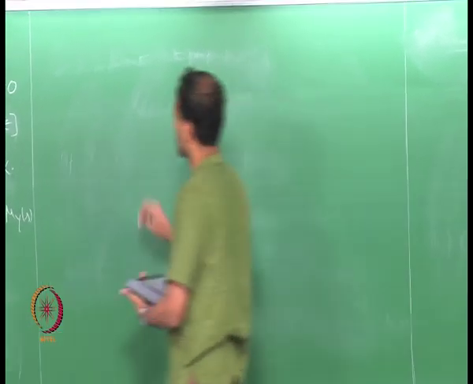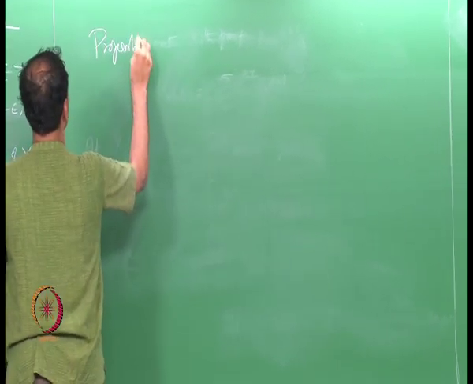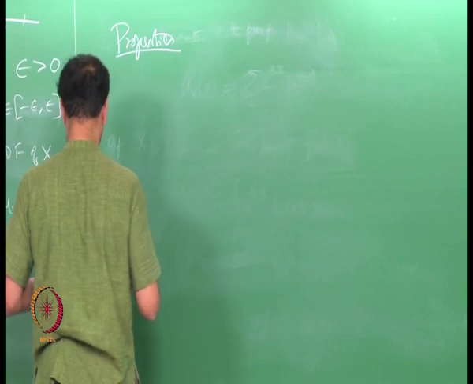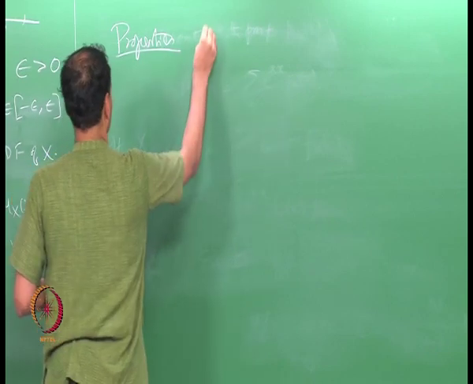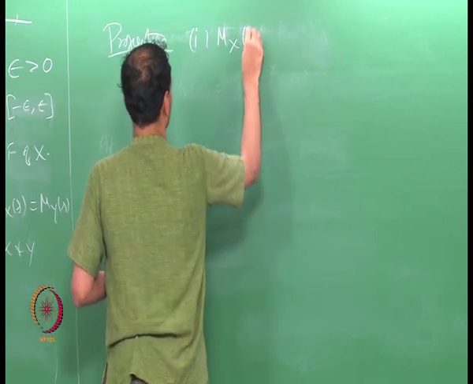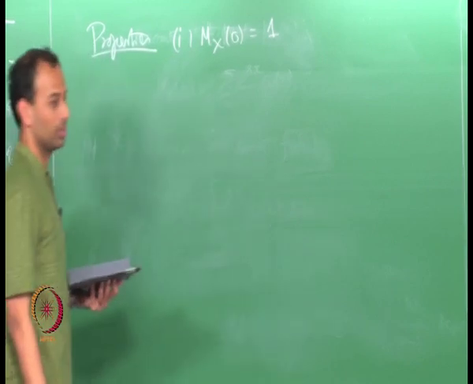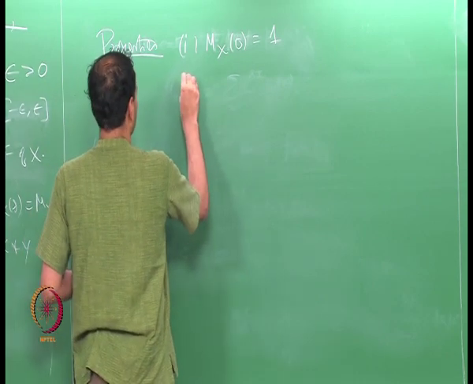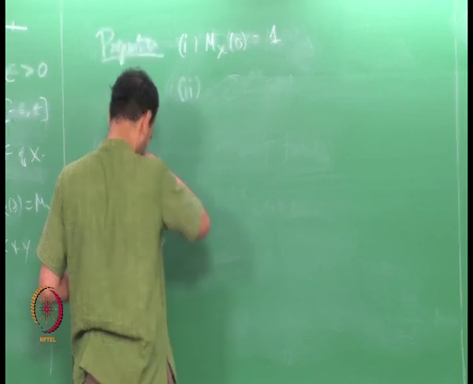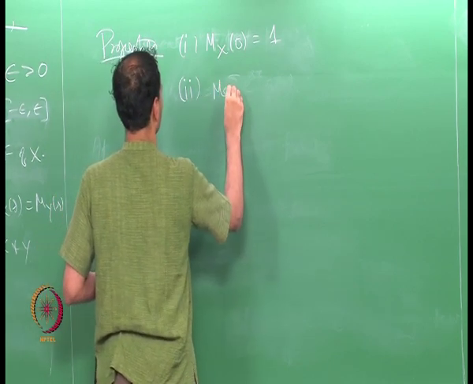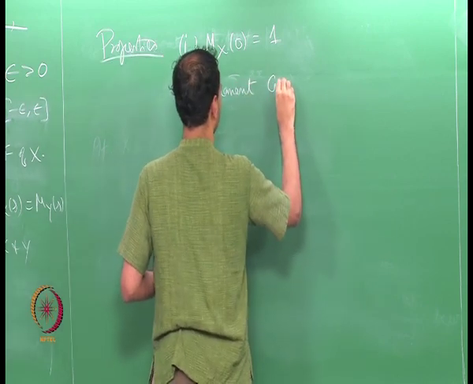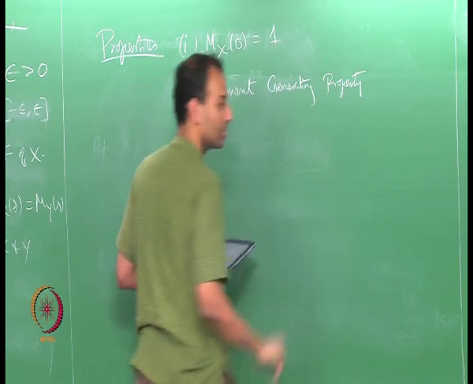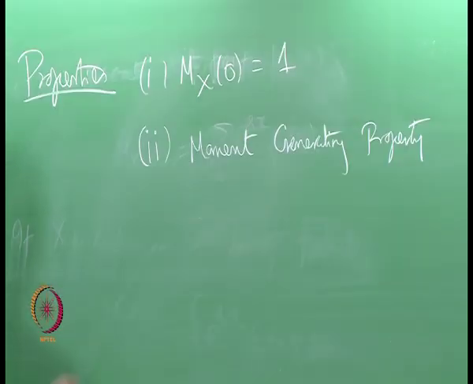So, properties. Properties of MGF. M_X of 0 is equal to 1, right, that is the most trivial property, that is by definition. Second property, the moment generating property, which is why the function is called the moment generating function in the first place, right. This I will put as a theorem.